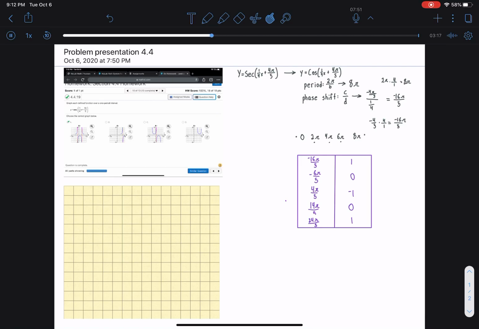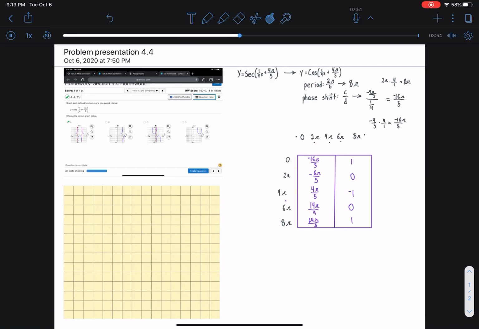So for 0, we have negative 16 pi over 5. For 2 pi, we have negative 6 pi over 5. For 4 pi, we have 4 pi over 5. 6 pi, we have 14 pi over 5. And for our last, 8 pi, it turned into 24 pi over 5. So we got these values here. And after you put all these values into a calculator for the equation y equals cosine 1/4 x plus 4 pi over 5, you're going to be given these values.